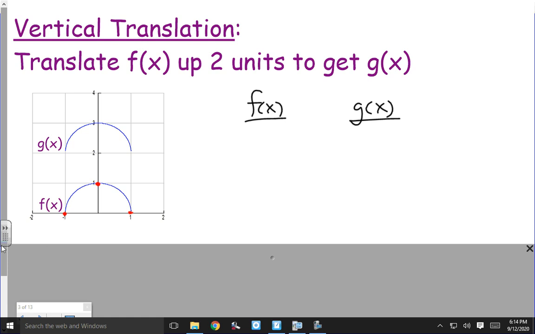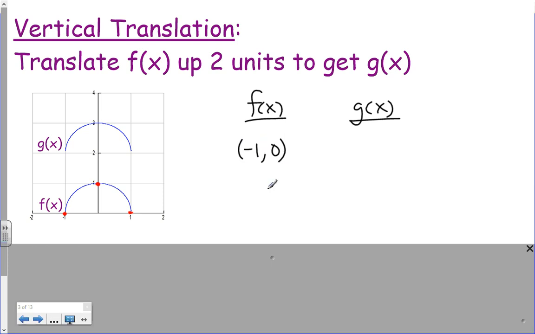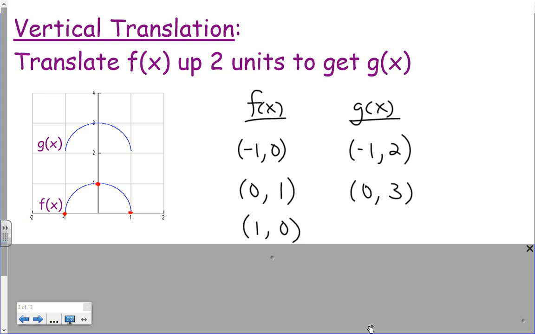So the first point there is at -1, 0. The second point is at 0, 1. And the third point there is at 1, 0. So those are the 3 points that we've picked there to start off with. And the question is, where did they move to? Where were they transformed to on function g of x? Well, I can see that they've moved up there. So the point that was at -1, 0 is now at -1, 2. And the point that was at 0, 1 is now at 0, 3. And finally, the point that was at 1, 0 is now at the point 1, 2.